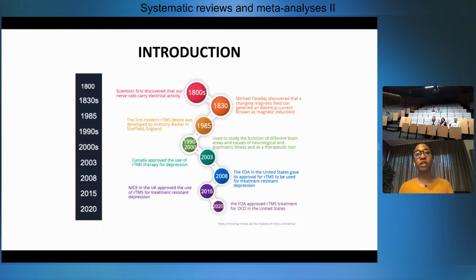Firstly, I'm going to be starting with the introduction, which states the history of RTMS. The RTMS device was actually discovered in 1985 by Anthony Barker in Sheffield, England, and the principle behind this device was coined by Michael Faraday in 1830, where he discovered that changing the magnetic field can actually generate electrical currents. Further down in history, in 2003-2015, RTMS was also approved for the treatment of depression in Canada, United States, and in United Kingdom. In 2020, it was approved for the treatment of OCD in the United States.